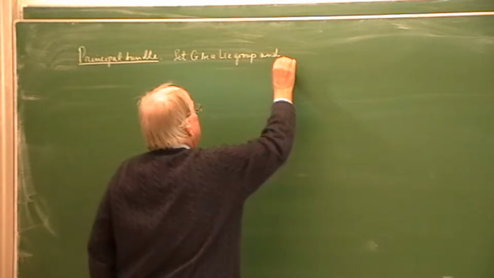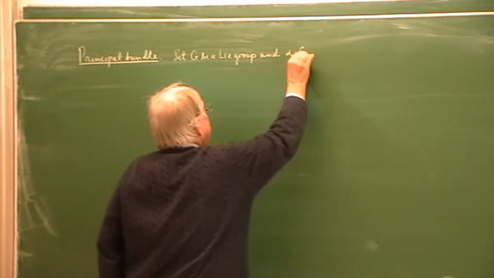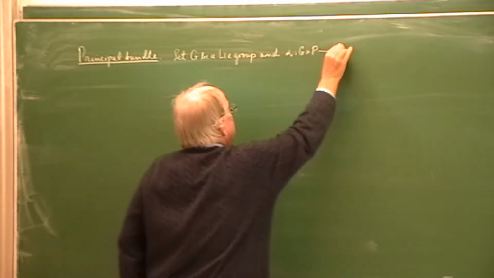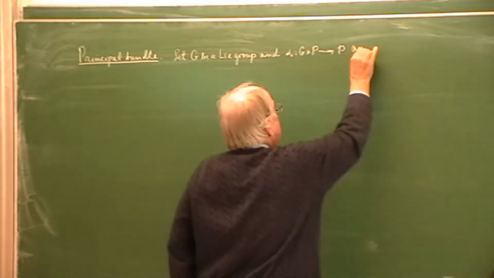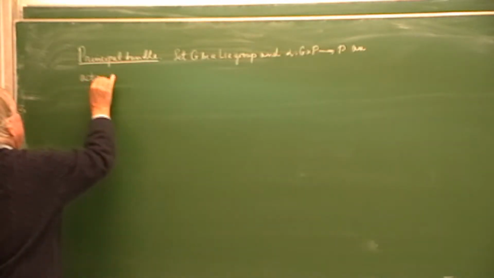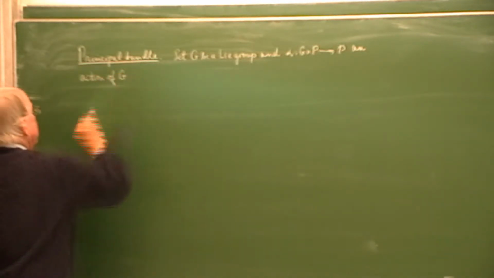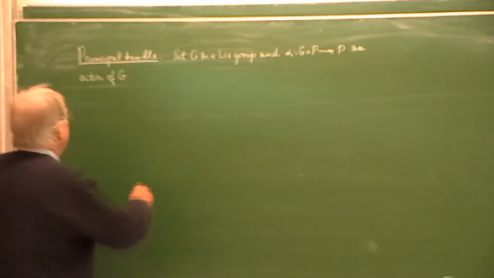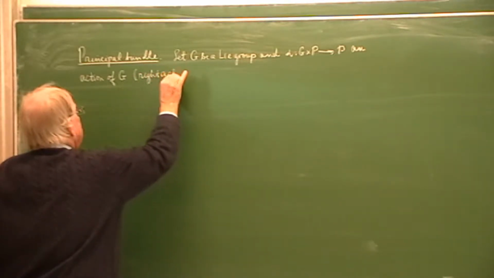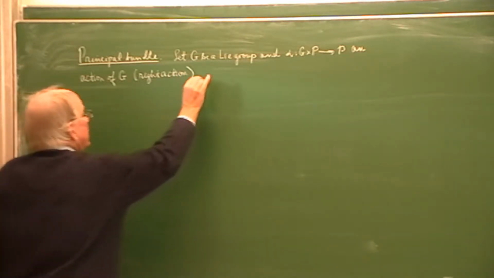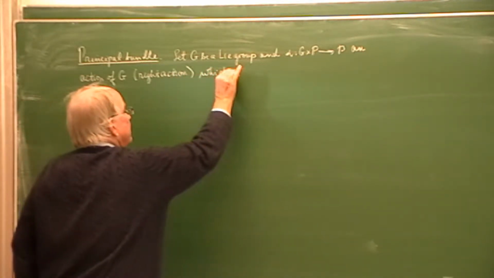And let's say alpha be an action of G, I mean a right action, on the right, which is free.